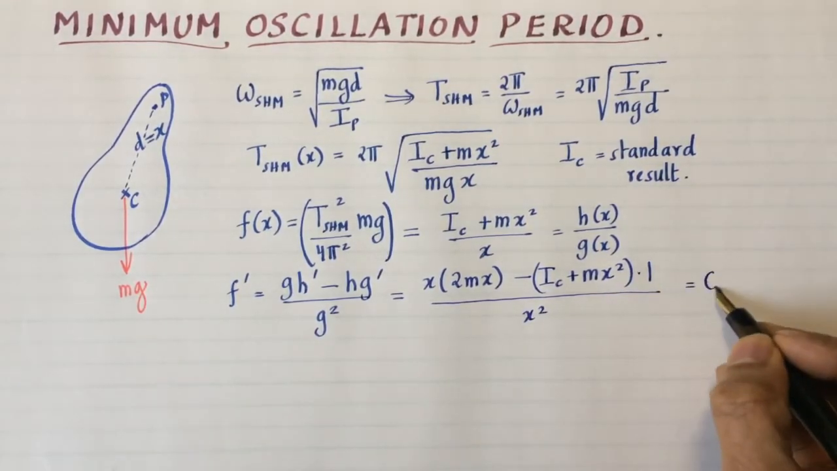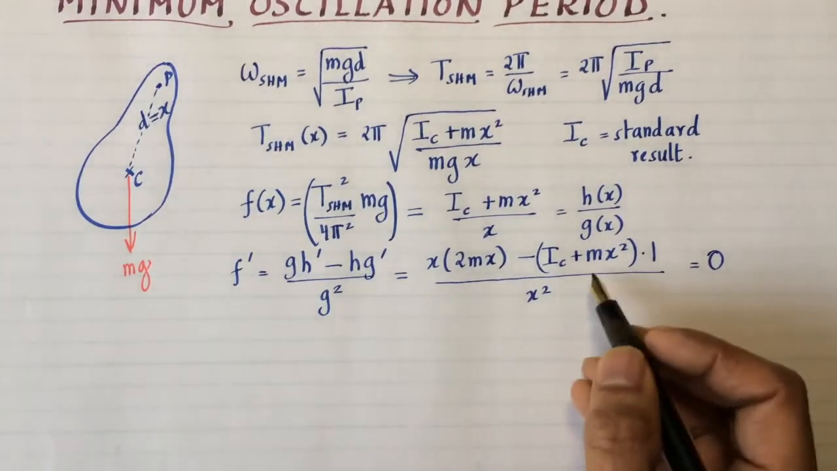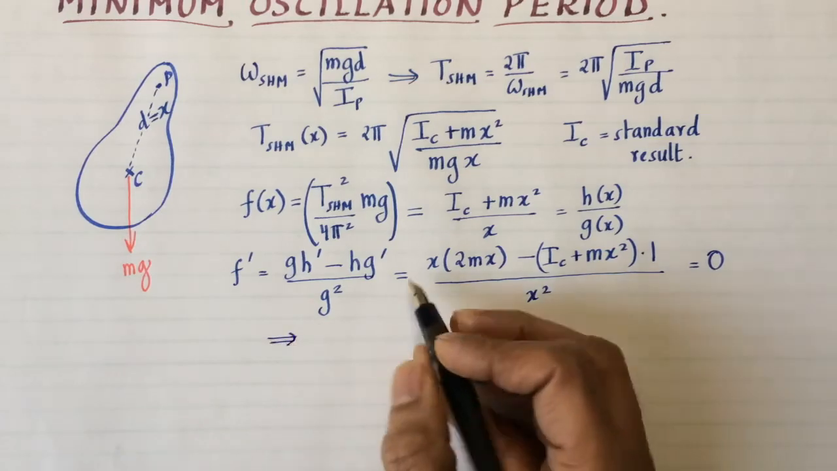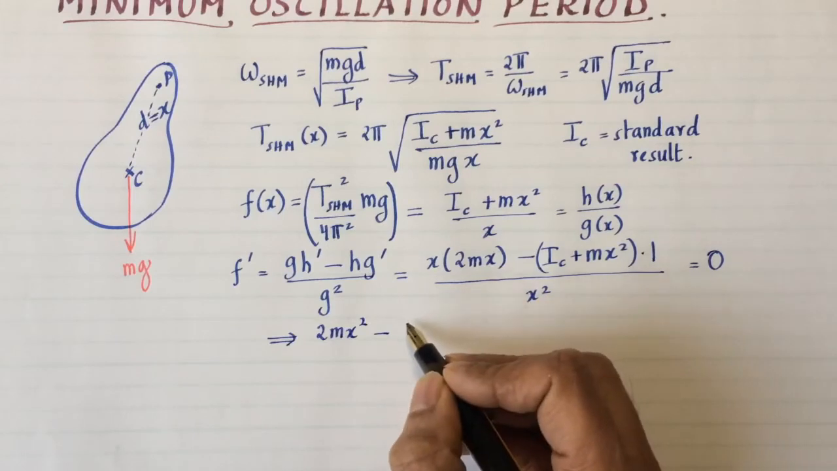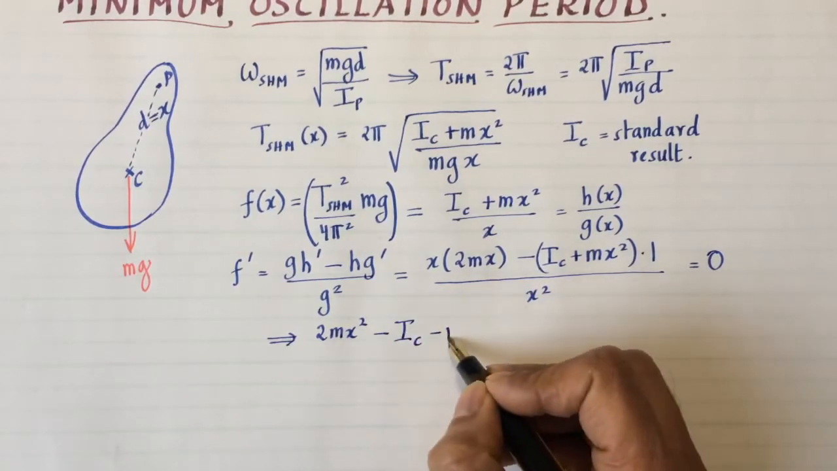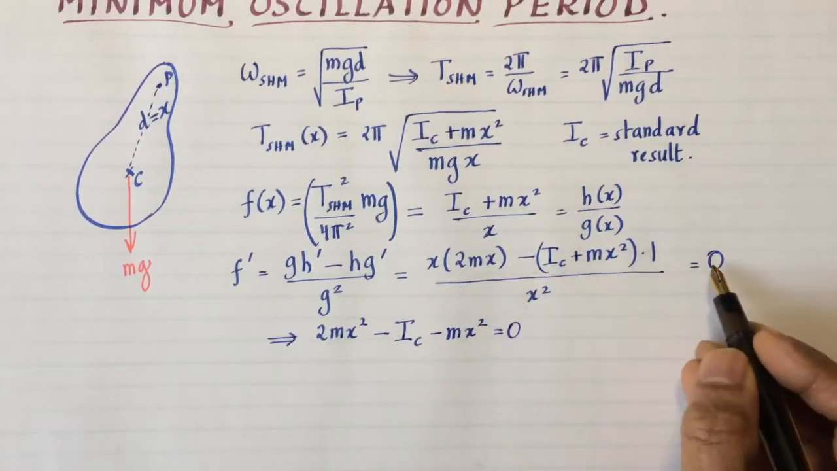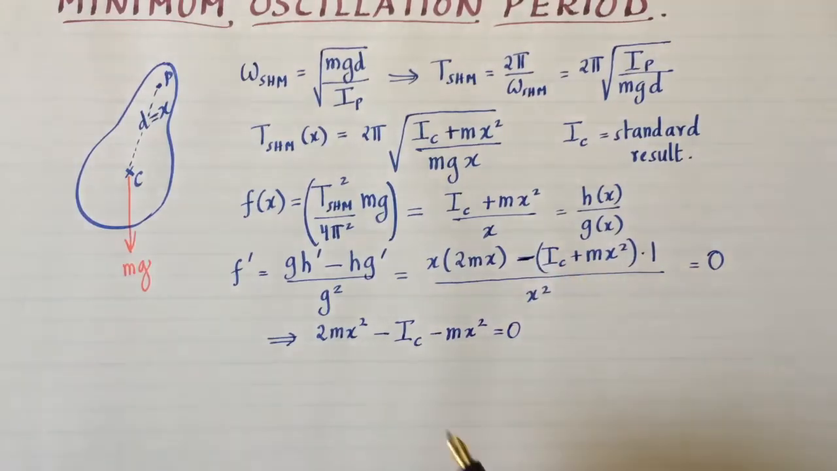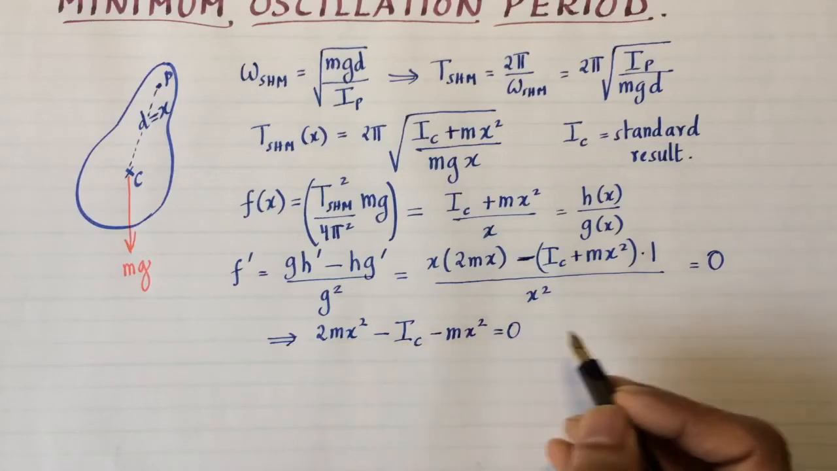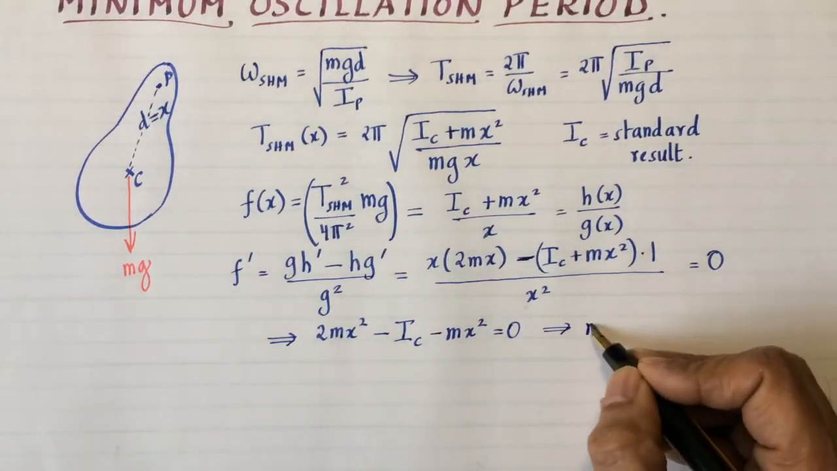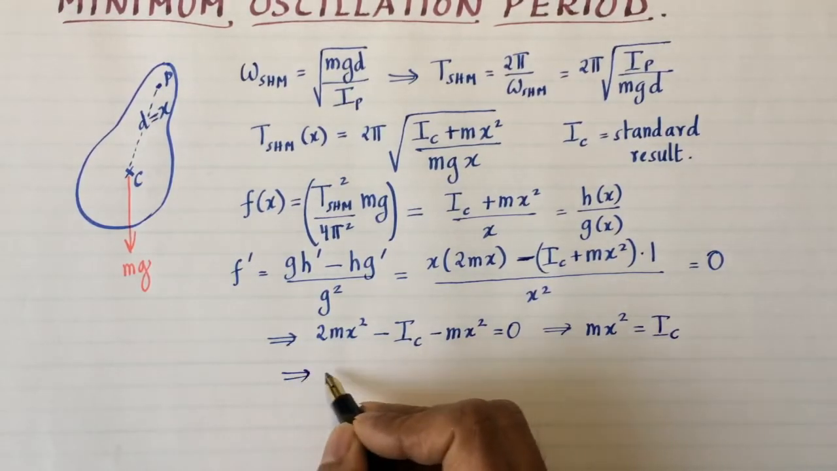And that has to be set equal to 0 for extrema, be it maximum or minimum. So let's try to solve this. That's 2 m x squared minus I sub c minus m x squared equals 0. The denominator does not matter. It's just the numerator that needs to be set equal to 0. Because of this negative sign, it is possible. So what I'll do is I'll subtract one of the m x squareds and take the I sub c to the other side. So I'm going to get m x squared equals I sub c. And then I have my optimum value.